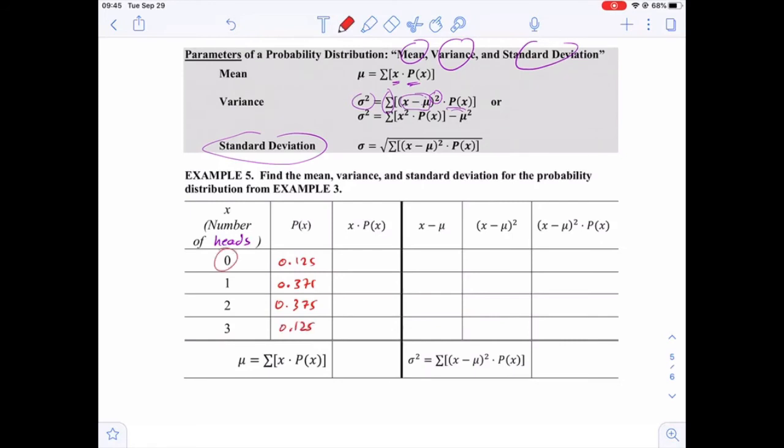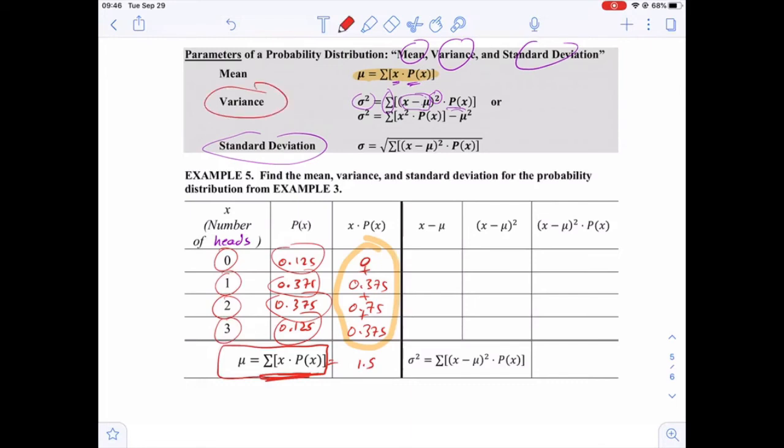Now we need to multiply x value by its probability. Now the answer here is 0. 1 times 0.375 is just 0.375, and then 2 times 0.375, that's 0.75. 3 times 0.125, that is 0.375, and then we find the sum. We add these to find the sum. This expression mu, the mean, is the sum of x times p of x. That means we need to find the sum of these numbers here. This is 1.5. We use the calculator.